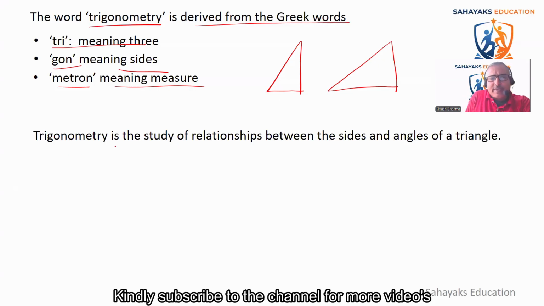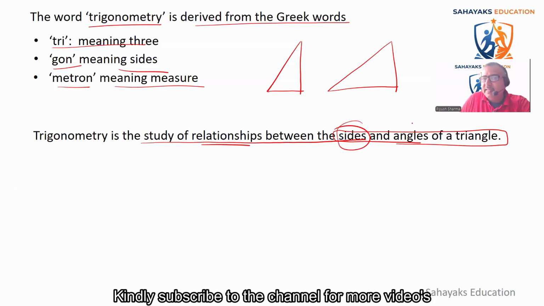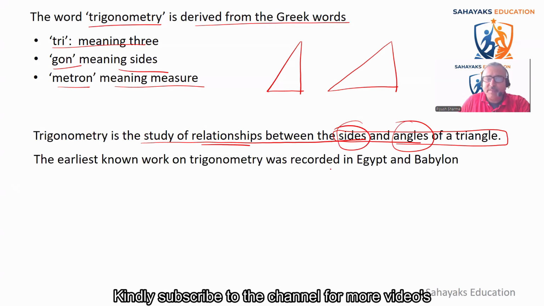Now, what is trigonometry? Trigonometry is the study of the relationship between the sides and angles of a triangle. So please remember, it is a relationship between the sides and the angles of a triangle, basically a right angle triangle. And initially it was recorded that they started using trigonometry in Egypt and Babylon.